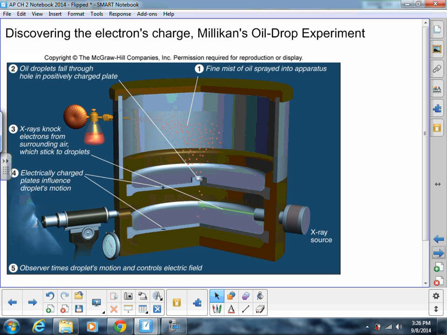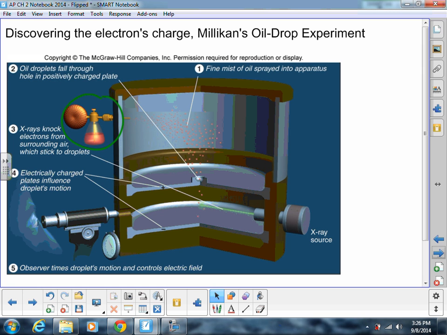Discovering the electron's charge with Millikan's oil drop experiment. This is a pretty famous experiment. In order to do this, we have this large canister type device with an atomizer. The atomizer is right here. If you've never seen one of these, maybe in old movies where a lady has a perfume bottle that looks like this and she squeezes it and it sprays a fine mist.